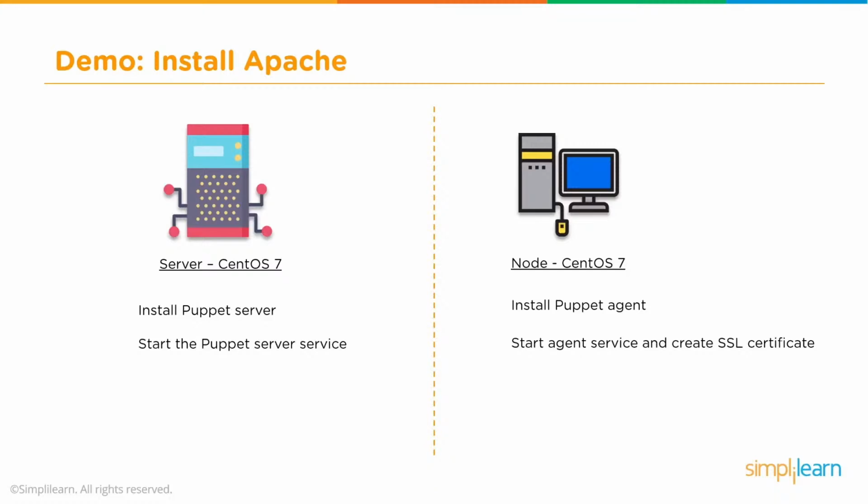And this is how the master or the server will recognize this certificate and then it will sign this certificate. So once your master or the server signs the certificate, you can write your manifests. So the manifests are just the code for configuration.